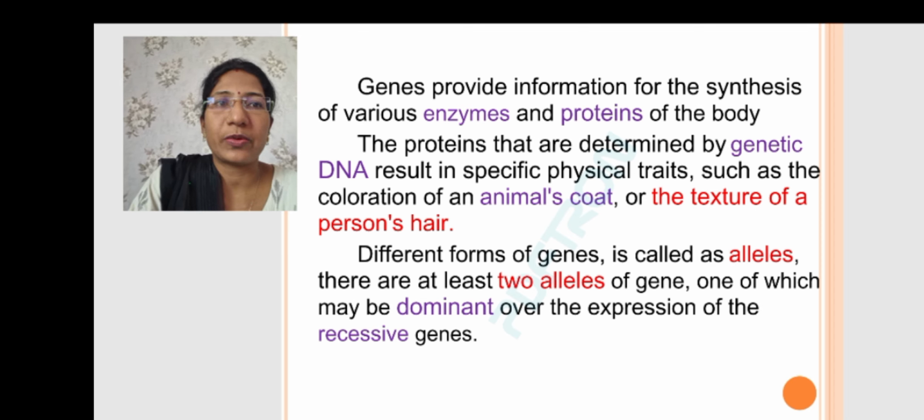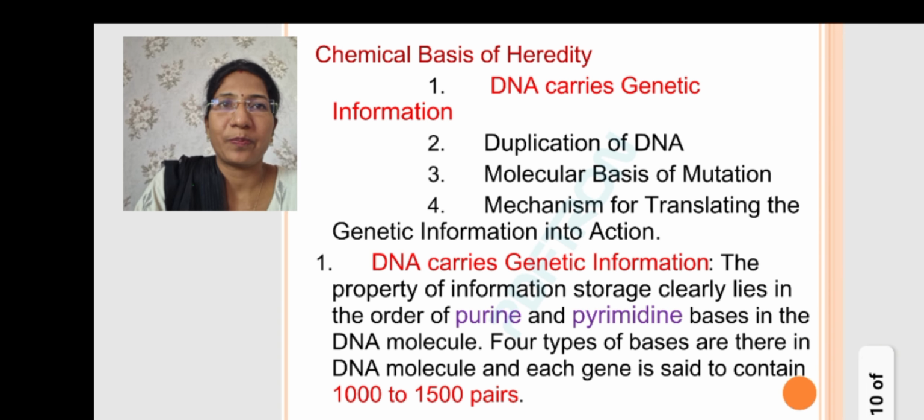The different forms of a gene are called alleles, or an allele is the alternative form of a gene. There are at least 2 alleles of a gene, one of which may be dominant over the expression of the recessive gene.